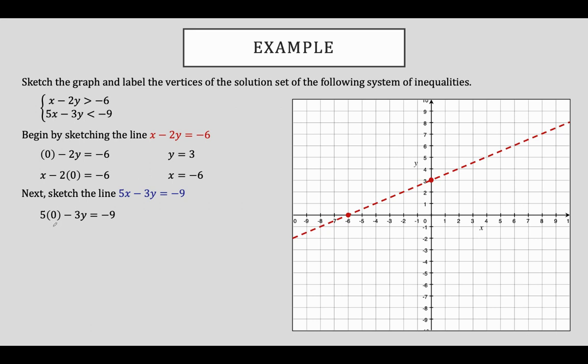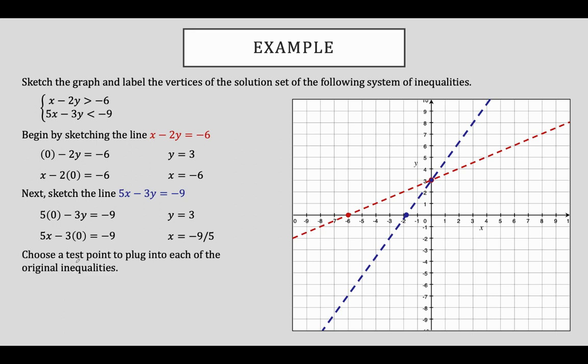If I plug in 0 for x, that will give me the y-intercept. Here we get y is equal to 3. That's convenient. It's actually the same y-intercept. And plugging in 0 for y will give us our x-intercept. 5x is equal to negative 9 now, which means x is equal to negative 9/5. Just slightly greater than negative 2 here. Okay, so we have our intercepts. We can now connect the dots with a dashed line. Again, we're using a dashed line because there is no equal to component of the inequality.